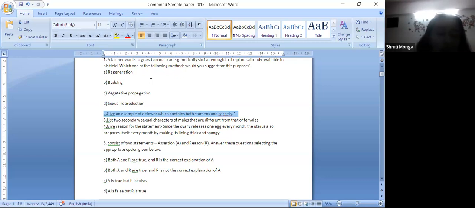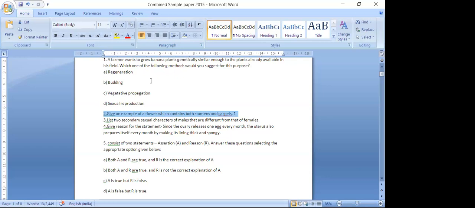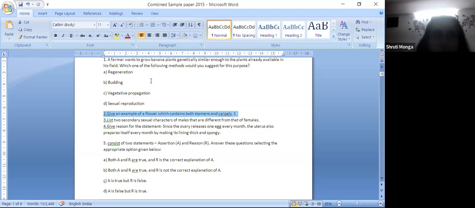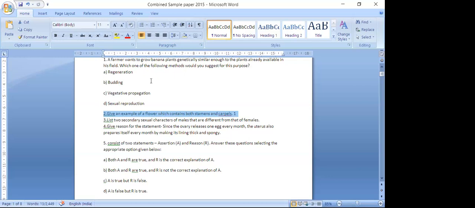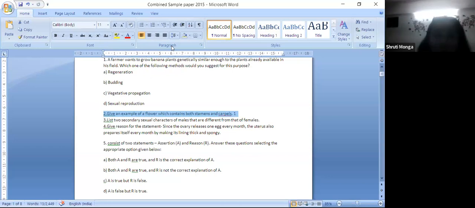What else can you tell me about regeneration? Anybody else? Ma'am, Hydra is an example as well, right? Yes, it can be. Ma'am, so do all budding plants come under regeneration? No, not all.